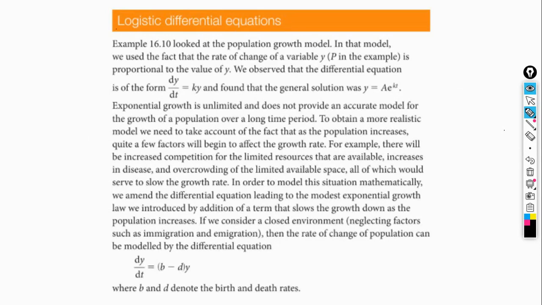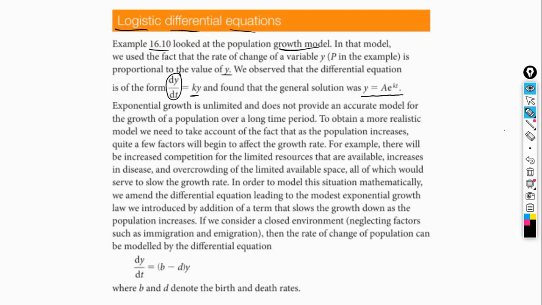So next we're going to look at logistic differential equations. Example 16.10 looked at the population growth model. In that model, we use the fact that the rate of change of a variable y, p in the example, is proportional to the value of y. We observed that the differential equation in the form dy/dt equals k times y, and found that the general solution was y equals a times e to the power of kt.